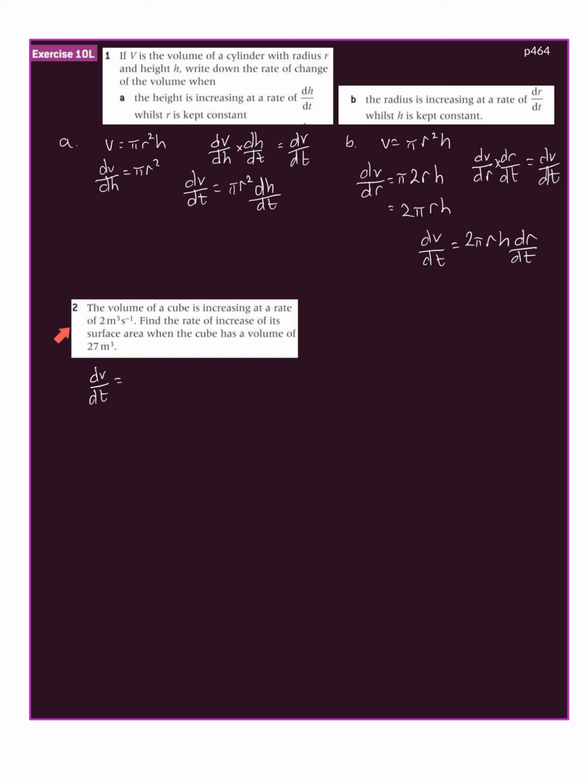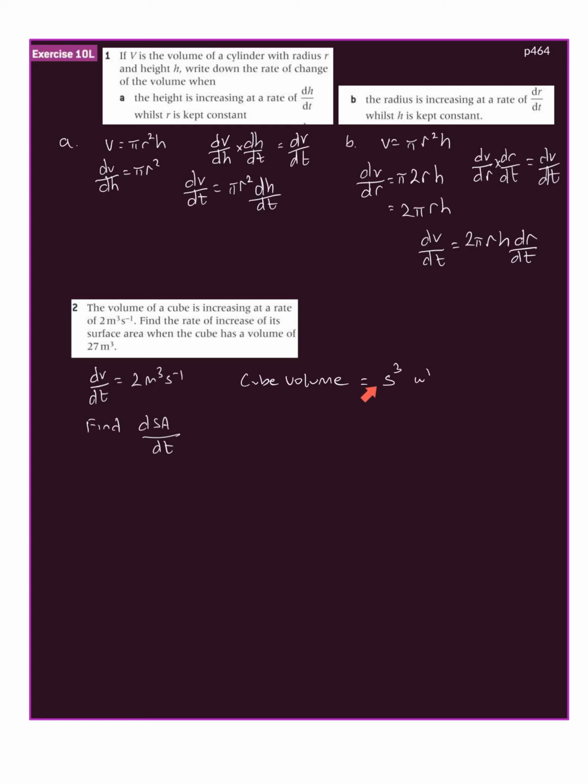Now we're over here at 2. The volume of a cube is increasing at a rate of 2 meters cubed per second. Find the rate of increase of its surface area when the cube has a volume of 27 meters cubed. So they've told us dV/dt, and what we have to find is the surface area rate, dSA/dt.